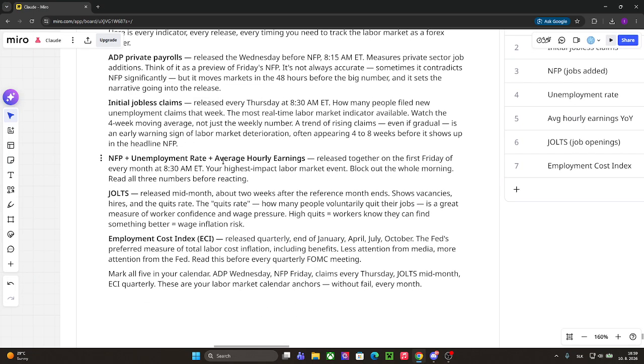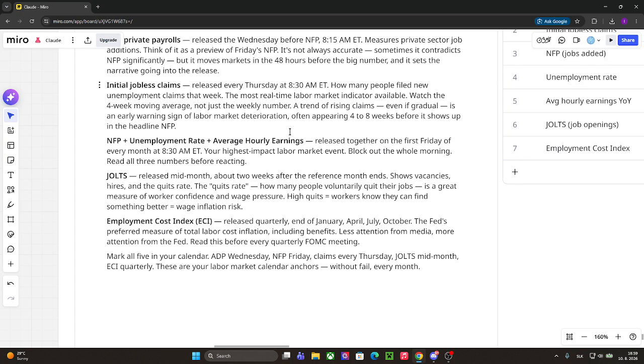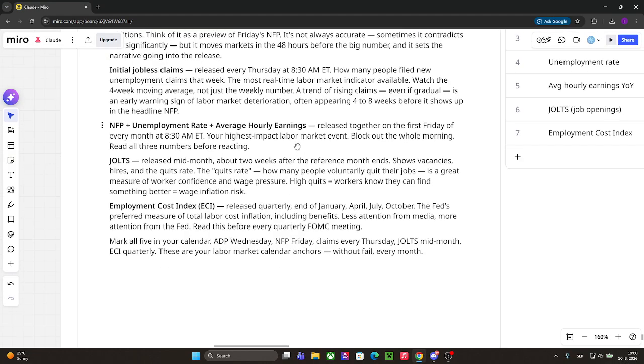NFP plus unemployment rate plus average hourly earnings, released together on the first Friday of every month at 8:30 a.m. Eastern Time. Your highest impact labor market event. Block out the whole morning. Read all 3 numbers before reacting.